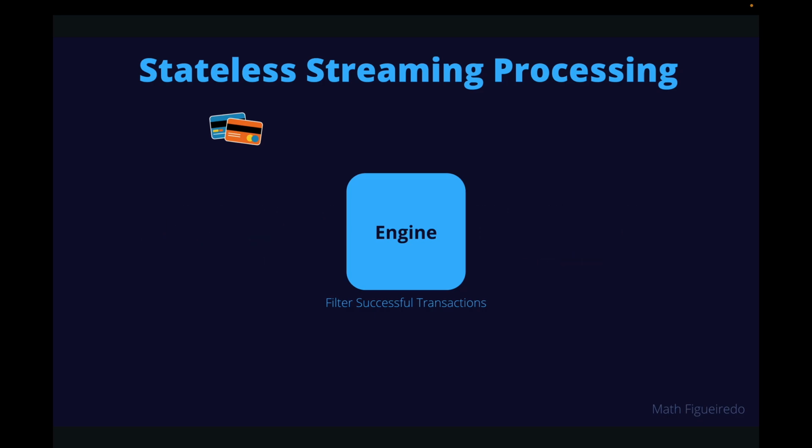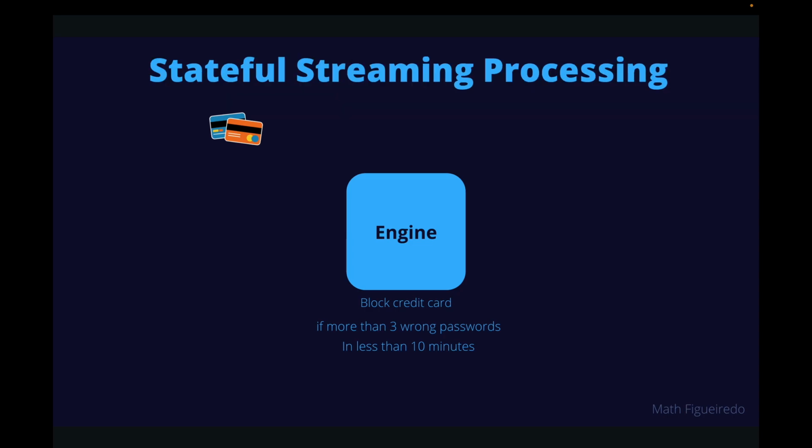Now, let's increase the complexity of our problem. Imagine this credit card company wants to detect suspicious activities and they decided to block a credit card if the user tries a wrong password more than 3 times in less than 10 minutes. See how it is more complex than just filtering values? The solution for this problem is clearly stateful streaming processing.